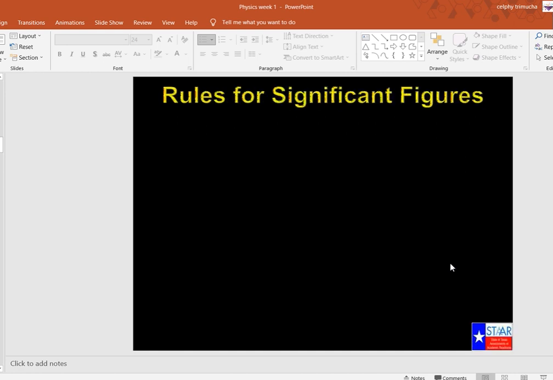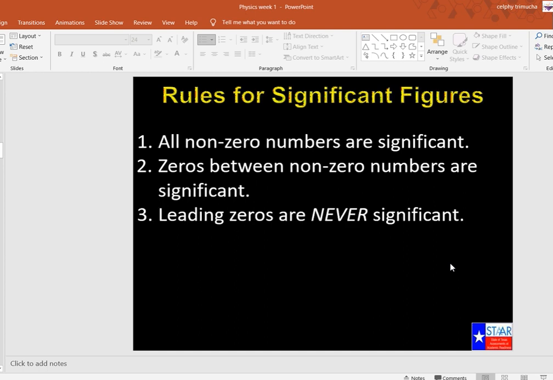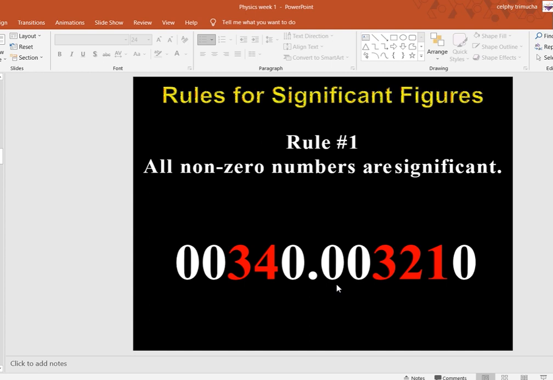Rules for significant figures. Number one, all non-zero numbers are significant. Zeros between non-zero numbers are also significant. Leading zeros are never significant. Zeros at the end of a number are significant only if there is a decimal point. For rule number one, all non-zero numbers are significant. In our example, 3 and 4 are non-zero, and 3, 2 and 1 are non-zero.